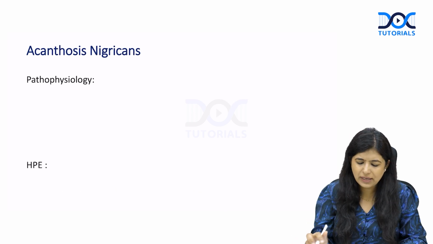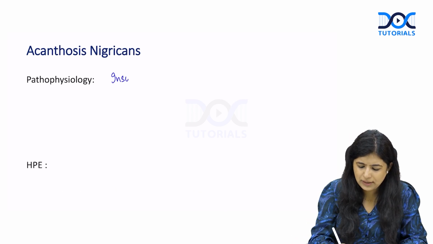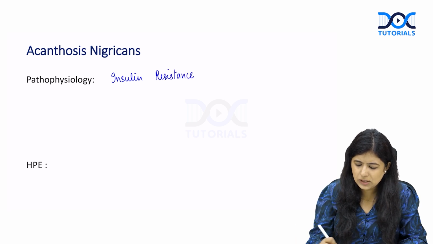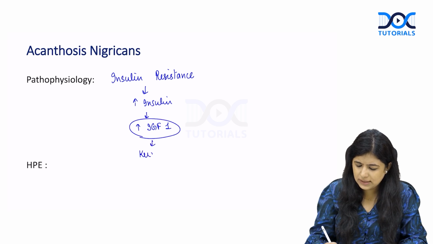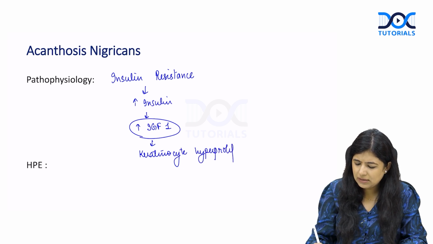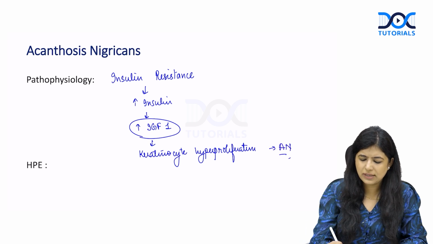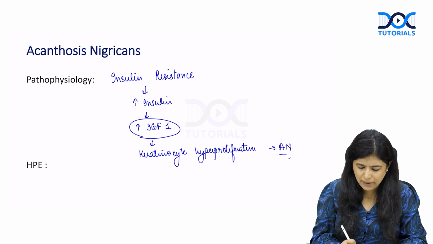Now, what was the common factor in the systemic diseases? I told you that is insulin resistance. What does insulin resistance do? It increases the levels of circulating insulin, which will increase the levels of insulin-like growth factor 1, and when it acts on the skin, it causes keratinocyte hyperproliferation. And it is this hyperproliferation which leads to Acanthosis nigricans.